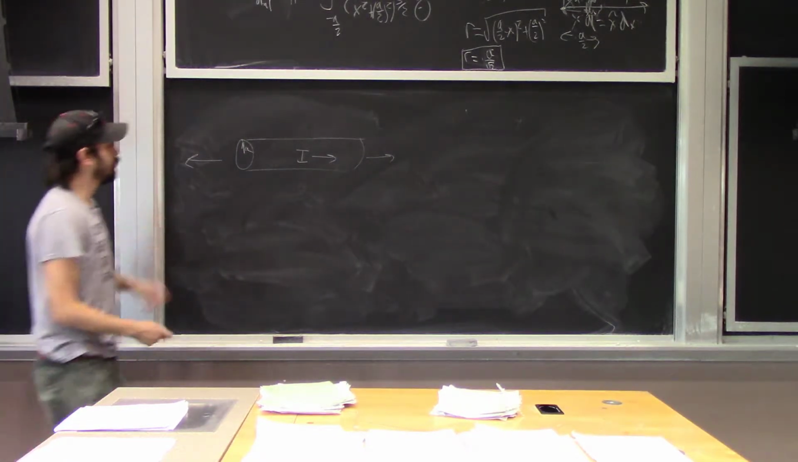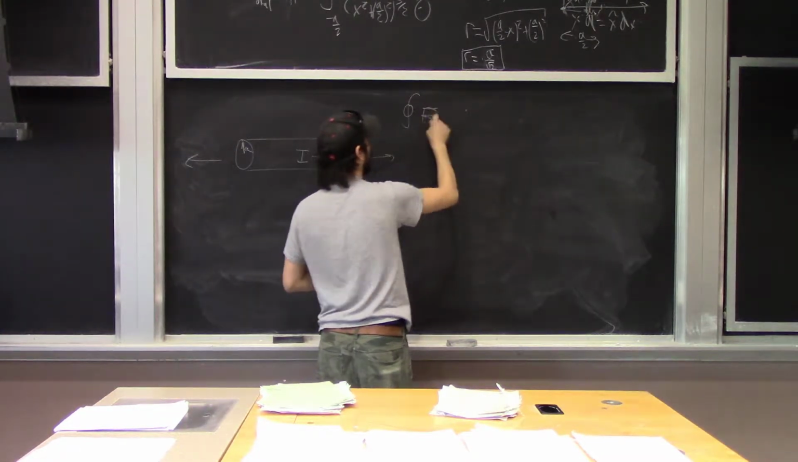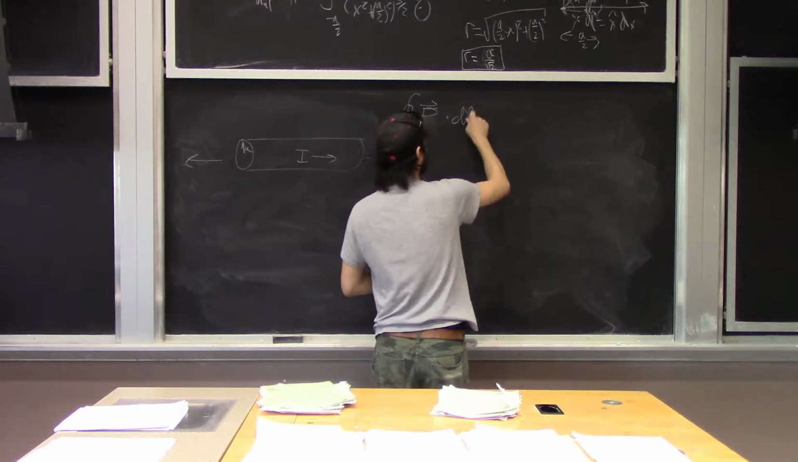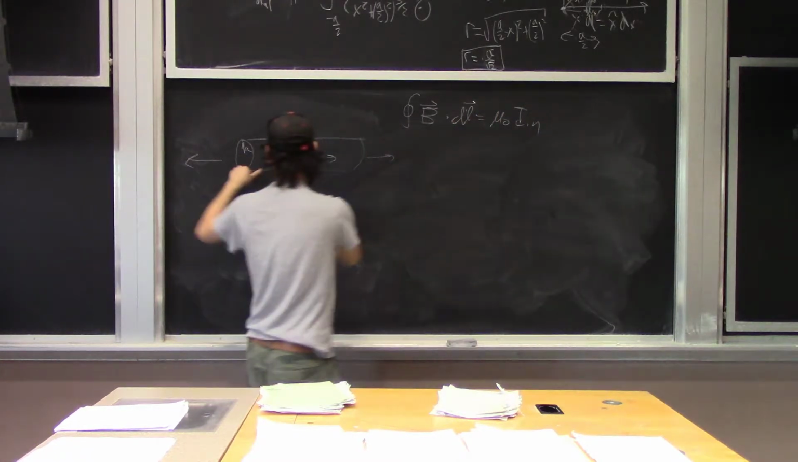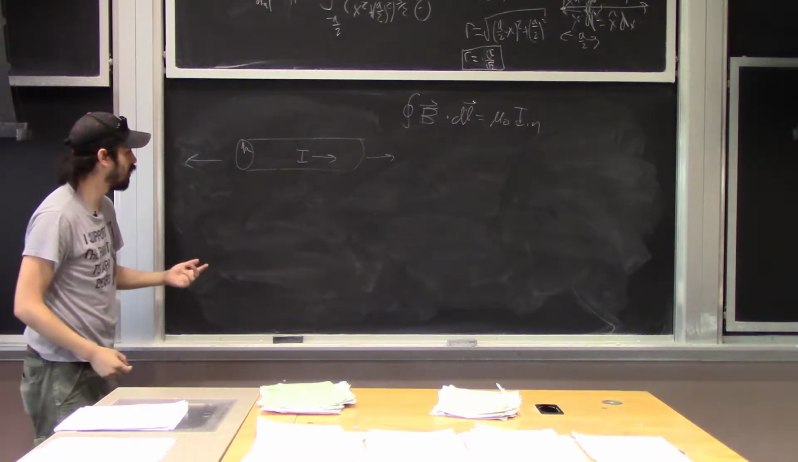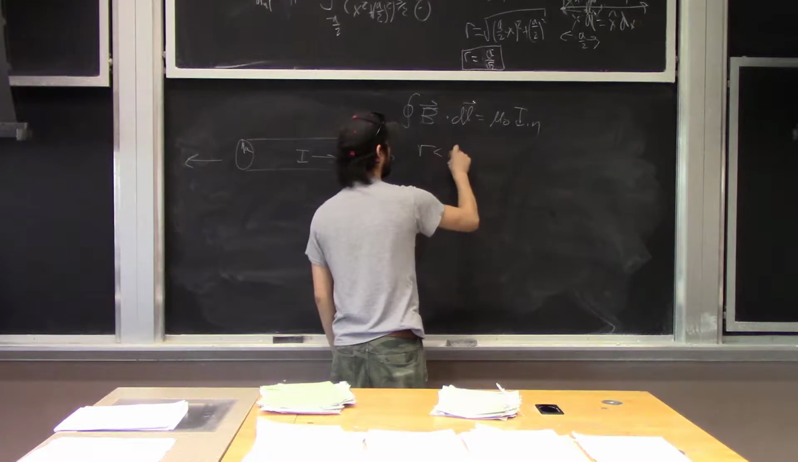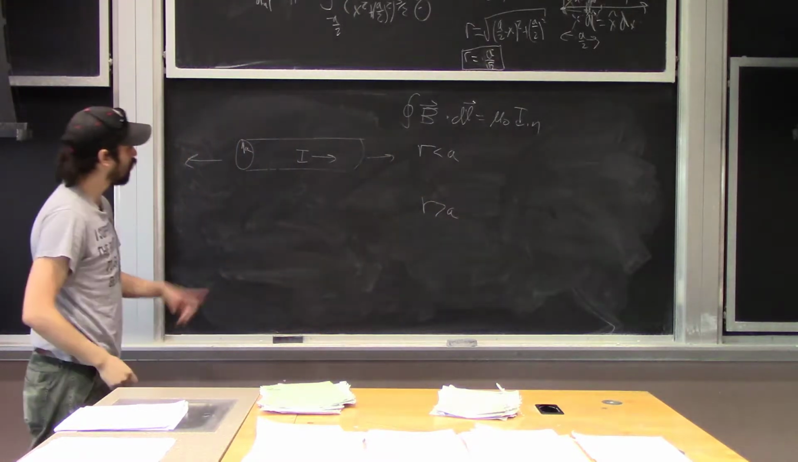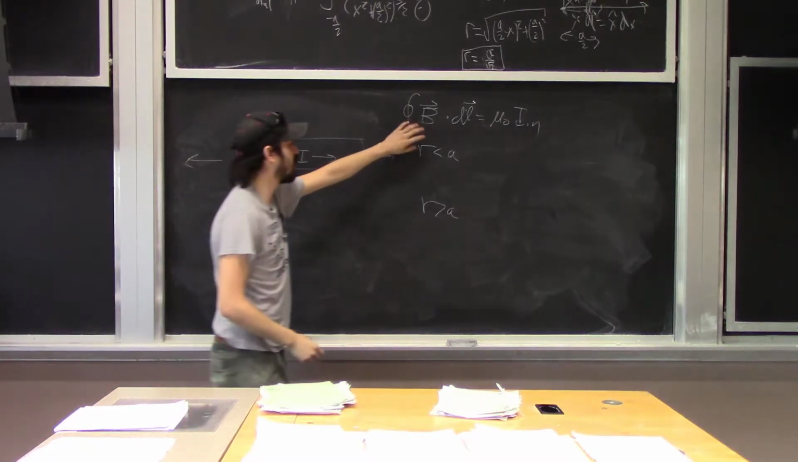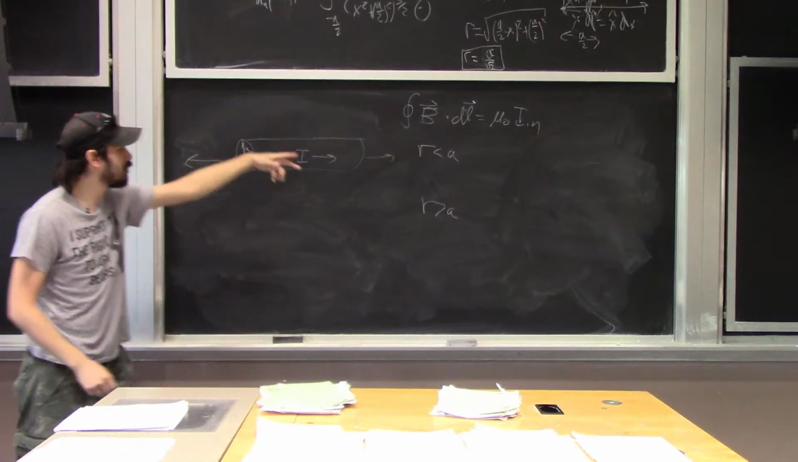Okay, so let's first start by writing down Ampere's law. So this is the integral of B dot dl is equal to mu naught times I in. And there are two regions that I'm interested in finding the magnetic field in. The first region is where R is less than A, and the second region is where R is greater than A. Okay. Now, it turns out that the left-hand side of Ampere's law is going to reduce the same way for both.